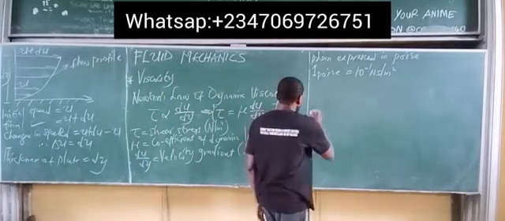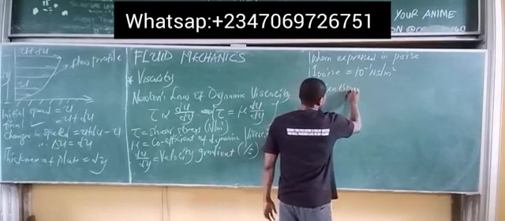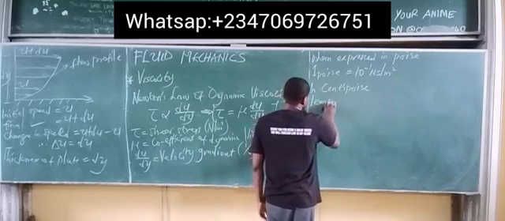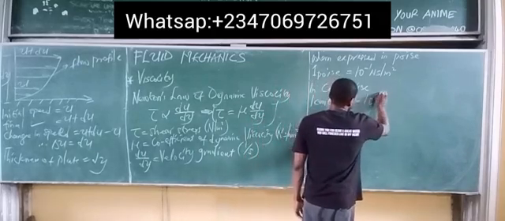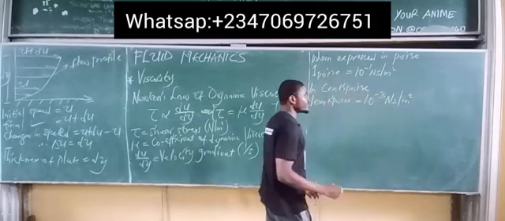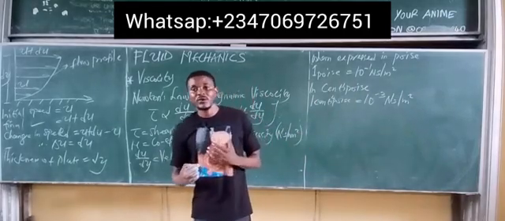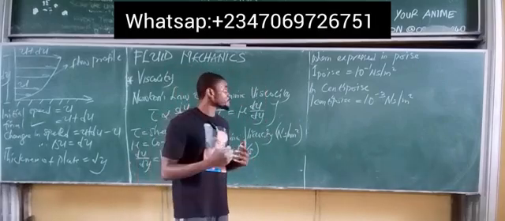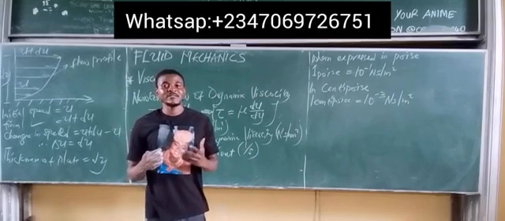But if it is expressed in centipoise, 1 centipoise is actually 10 to the power of minus 3 Newton seconds per meter squared. So if the dynamic viscosity is expressed in centipoise, then of course we have to convert that by using that relationship. Another way we can express the dynamic viscosity is as a kinematic viscosity.